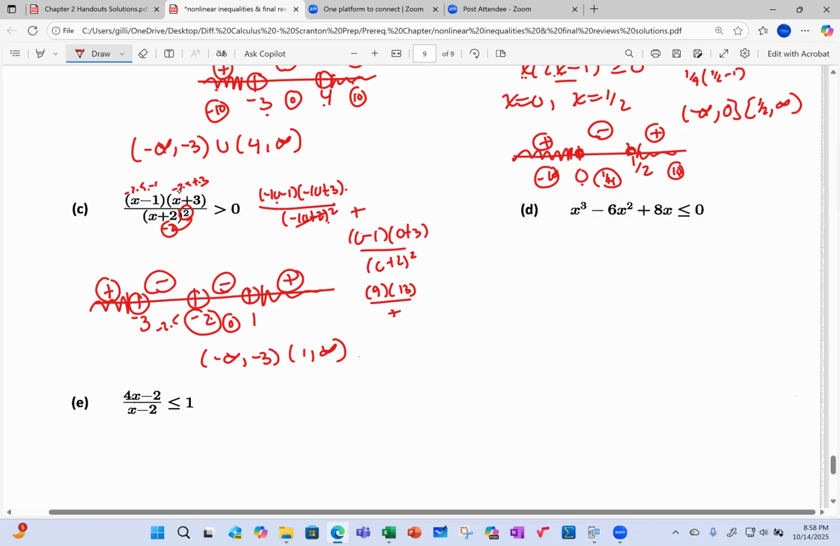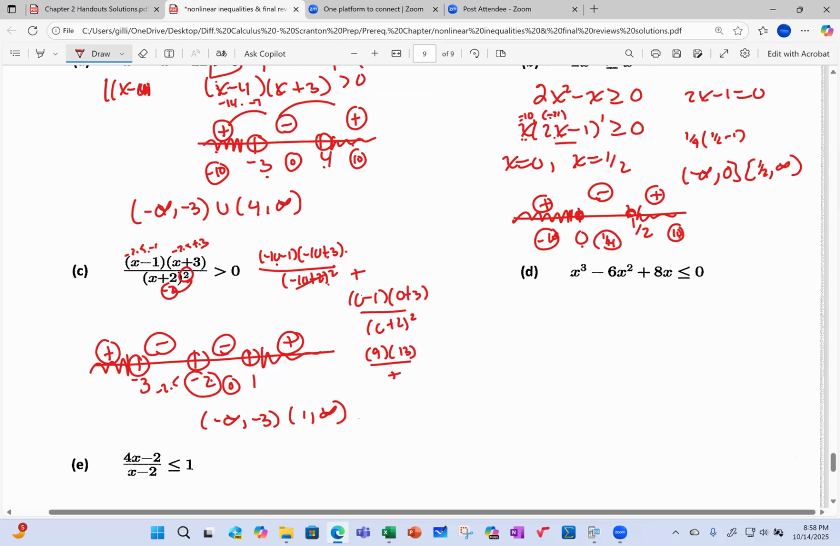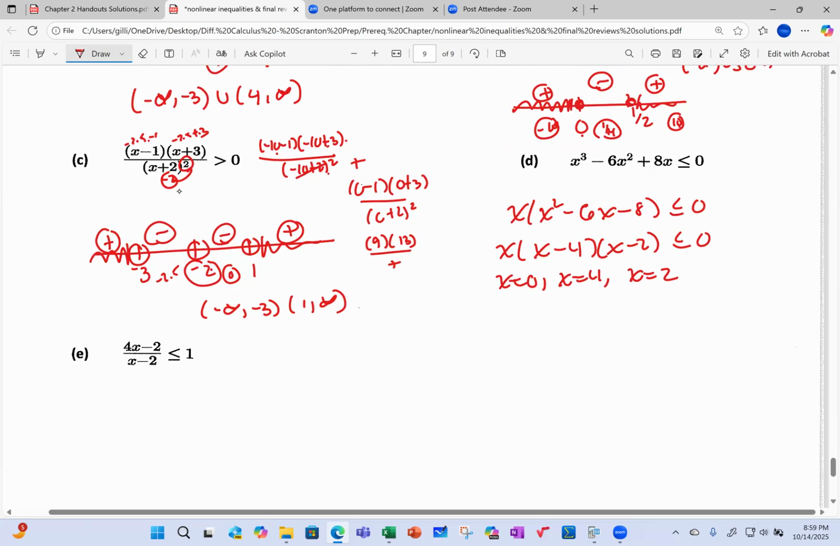And then over here in part D, I need to take out an x, and what's left is x squared minus 6x minus 8. Factor that further into x minus 4 and x minus 2. Your critical points are 0, 4, and 2. Build a number line, 0, 2, and 4. Everything is going to have a closed circle because of the equal to on the inequality.